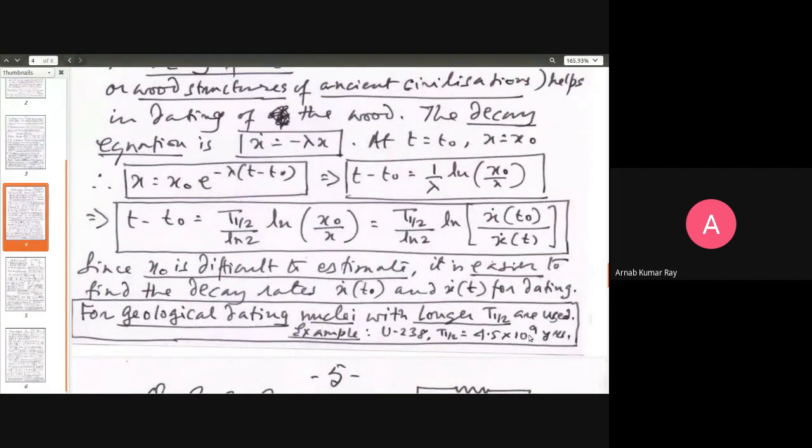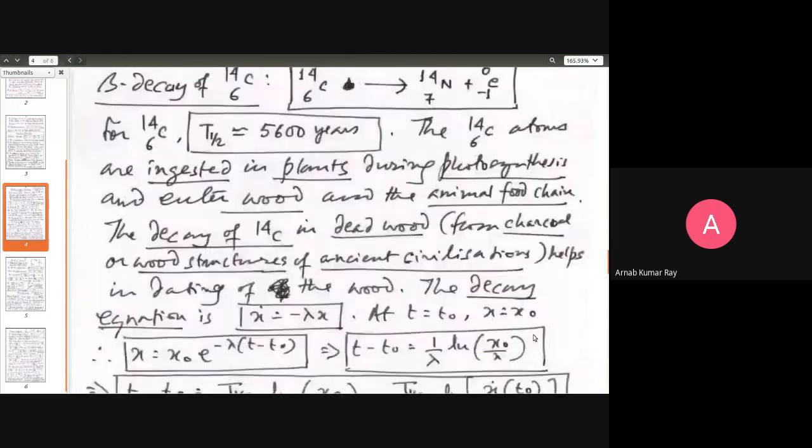Why not? Because the time scale of uranium-238 decay is 4.5 times 10 raised to 9 years, 4.5 billion years. So if something has been in existence for not more than 5,000 years, and you are using a radioactive material whose half-life is 4.5 billion years, then over a time scale of 5,000 years, practically nothing would change in terms of measurements. I mean, whatever you start with will remain practically the same after 5,000 years. So uranium wouldn't change in amount at all. And then you can't do the other way around.